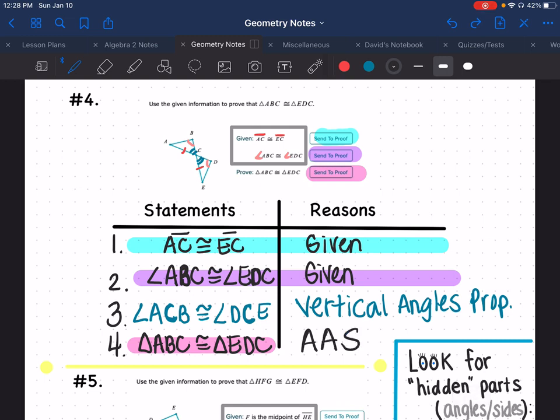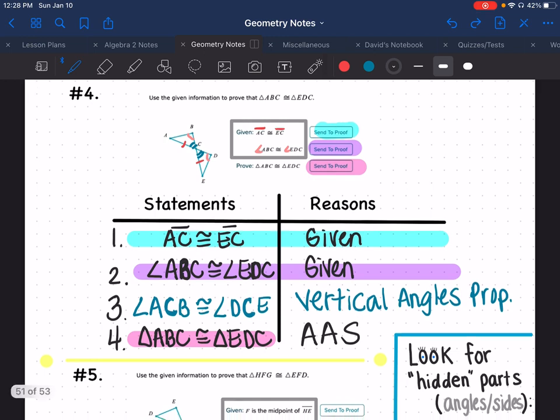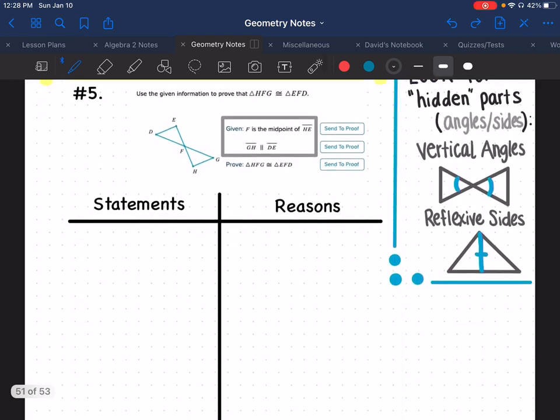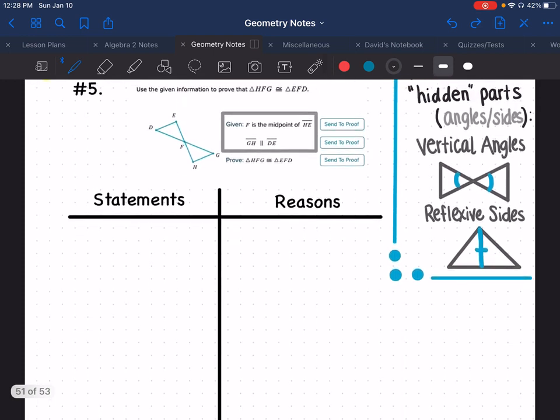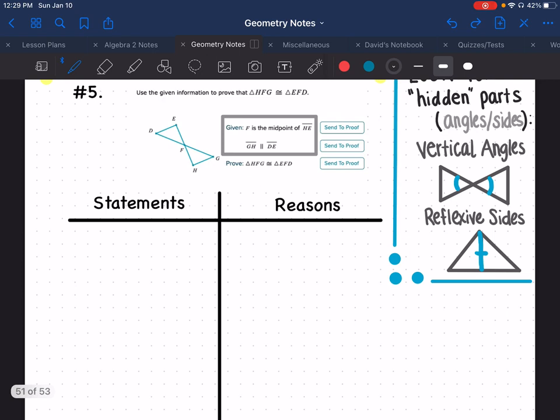All right, we have one last one to cover today, and it is the hardest one because it is going to have more than 4 steps. This last one, which is number 5, is going to have 6 steps. If you go ahead and take a look at your givens here, they are not the givens that we have been seeing in examples 1, 2, and 4. Notice that the first one says that F is the midpoint of HE. I'm going to go ahead and start my proof there.